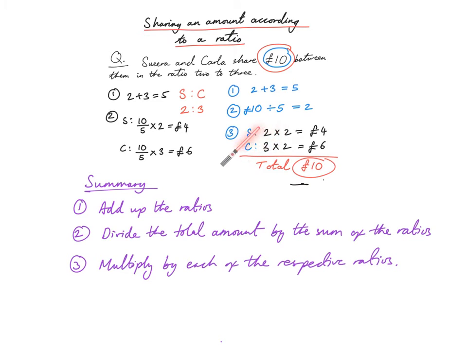So here Suera's respective ratio was 2. We multiply Suera's ratio 2 by the answer we got in step 2 to work out her amount. And for Carla, her ratio was 3, and we multiply 3 by the amount we got in step 2 to get Carla's amount.